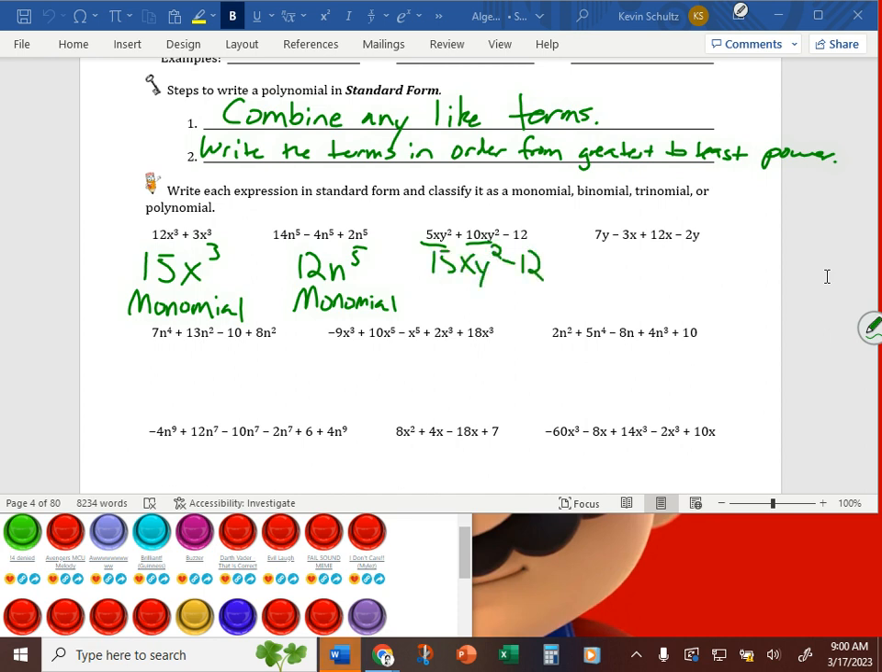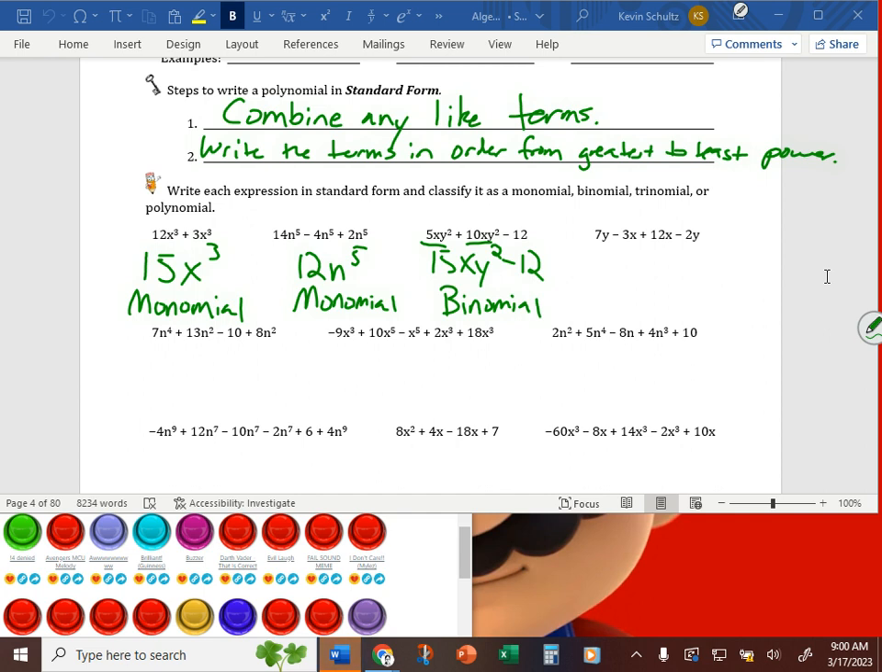15xy squared, and that poor 12. No variables. Oh, it's a constant. You have to keep it separated. What type of nomial is this one? Binomial. Two terms. We should get this. Okay.